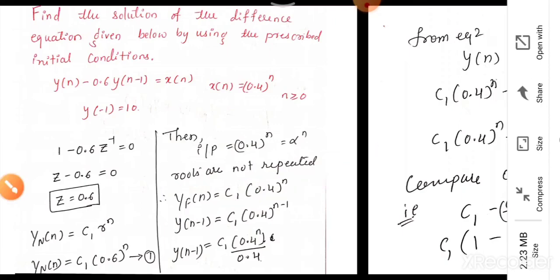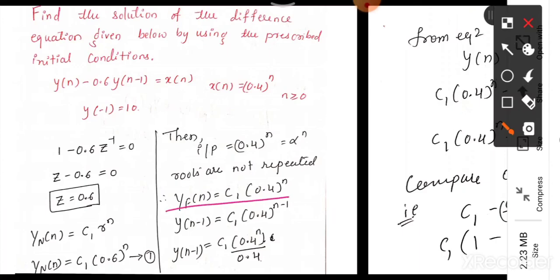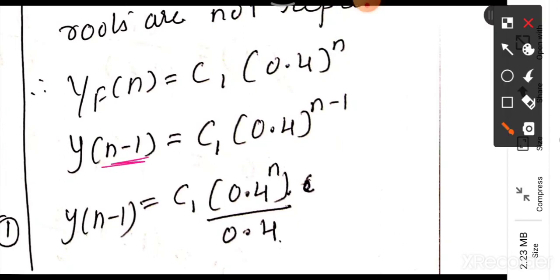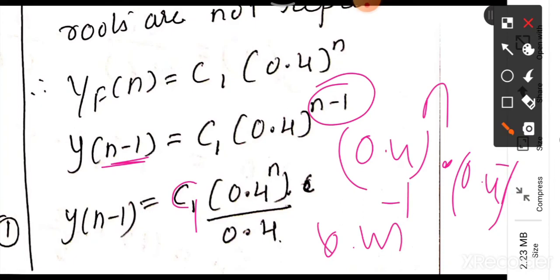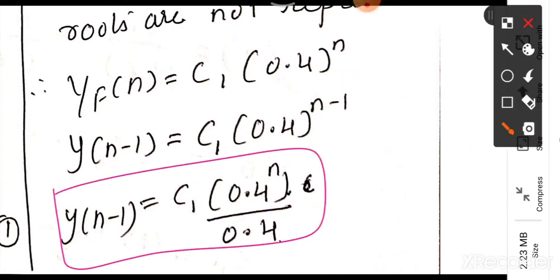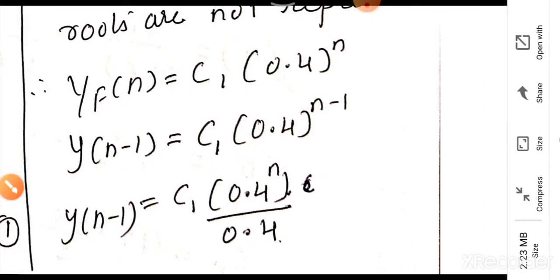So now, from the forced response, once we have got y of n, we have to take y of n minus 1. That's enough, because only one more parameter is there. So just substitute yf of n equal to c1 into 0.4 raised to n, and in that place, change n to n minus 1. So it will be c1 into 0.4 raised to n minus 1. Simplify this: c1 as it is, 0.4 raised to n as it is, and into 0.4 raised to minus 1. Now 0.4 raised to minus 1 is nothing but 1 divided by 0.4. Therefore, easily we can write y of n minus 1 will be c1 into 0.4 raised to n divided by 0.4.